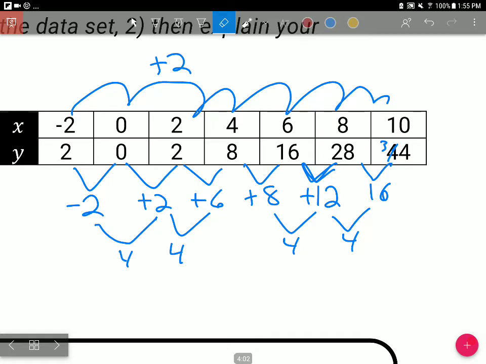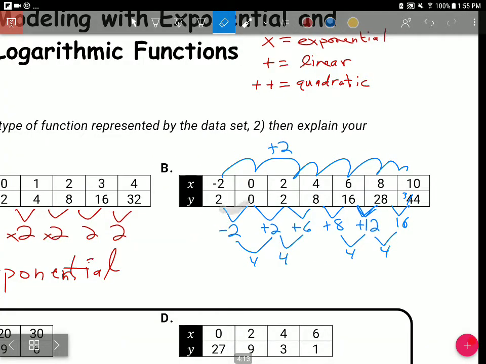So which is it? Linear? No. We've said no to linear for 5 minutes. It's quadratic. Did we add the same thing every time we went up? No. You're telling me 2 plus something to get to 0 is the same as 2 to 8, is the same as 8 to 16, is the same as 16 to 28? Is that the same gap? No. It is not linear. I was looking at the top one. It's going up by 2 every time.